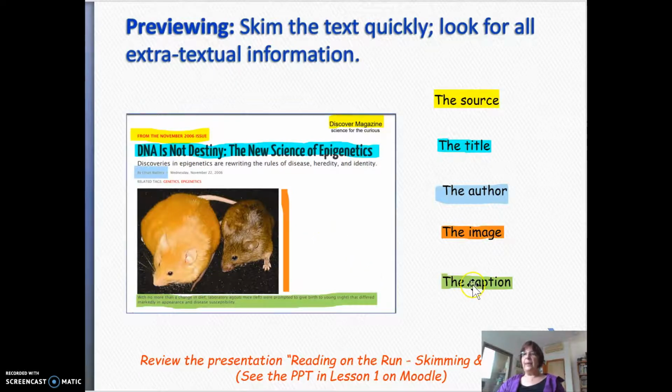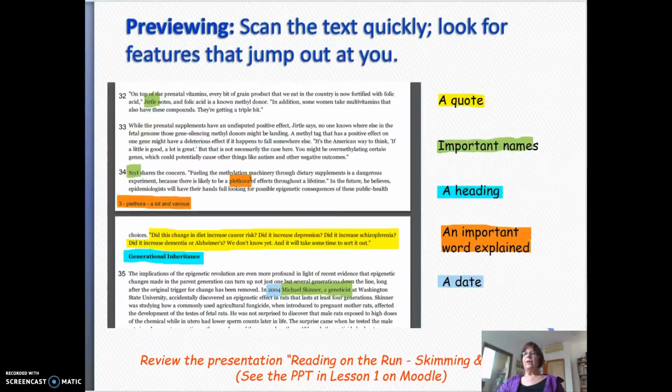And by reading the caption or the description under the picture, you can find out more about these mice and what happened to them. And from that, you already know a ton about your article. Now, you can go and scan the text quickly. You're looking for things that jump out at you.